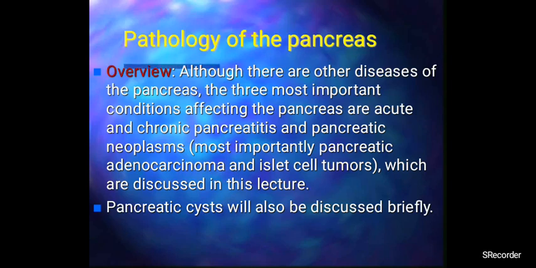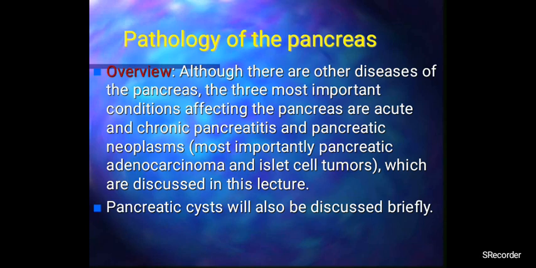In today's video we shall be looking at the pathology of the pancreas. The pancreas basically is an organ which has both the endocrine and exocrine parts. The endocrine part secretes insulin and glucagon that maintain our blood sugar levels, while the exocrine part secretes the enzymes that will be important in the digestion of our food in the duodenum.